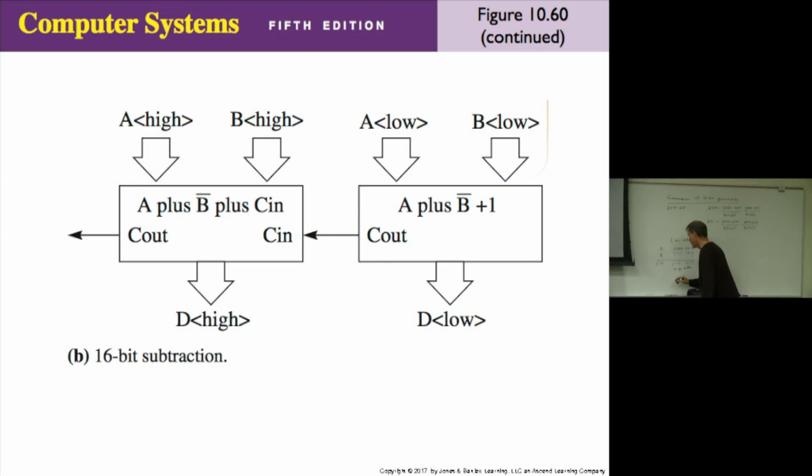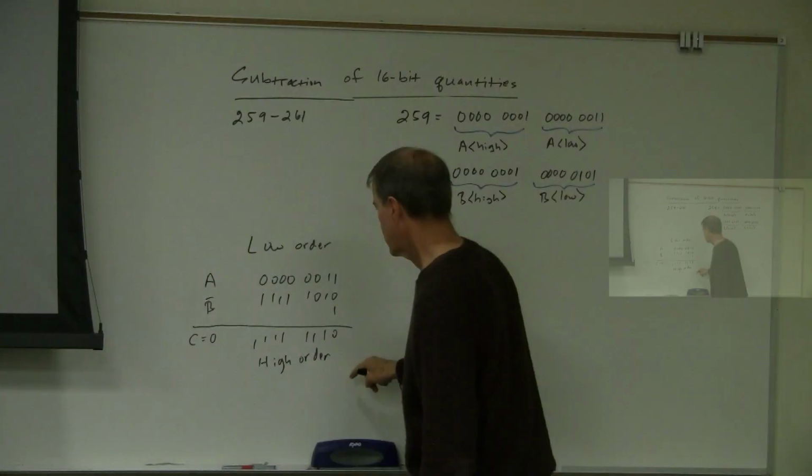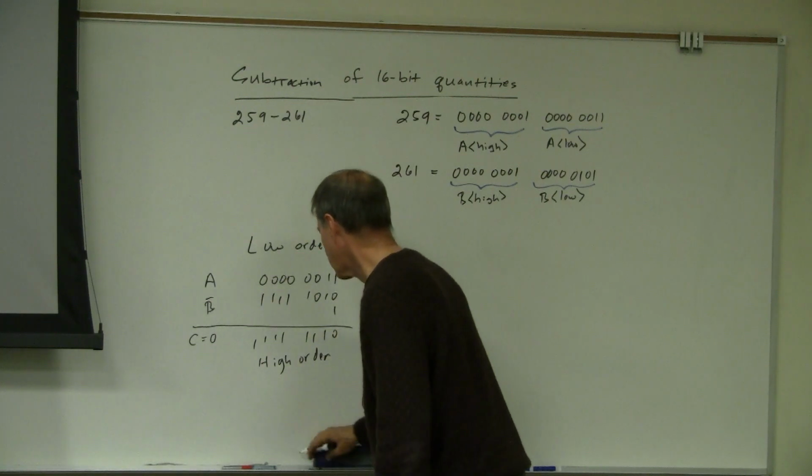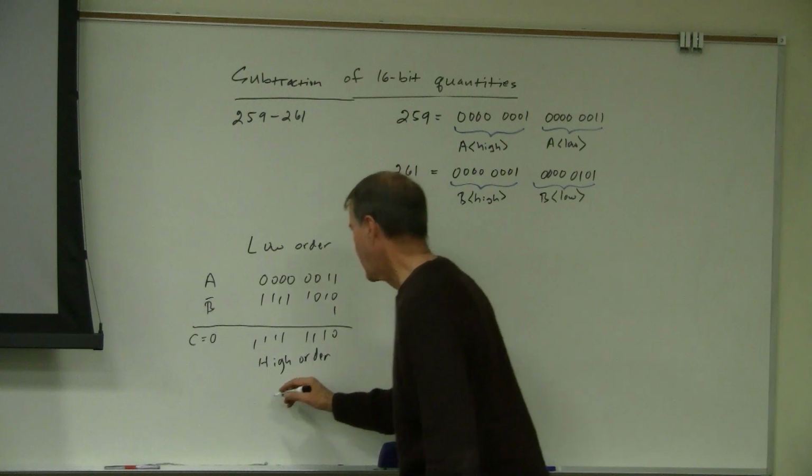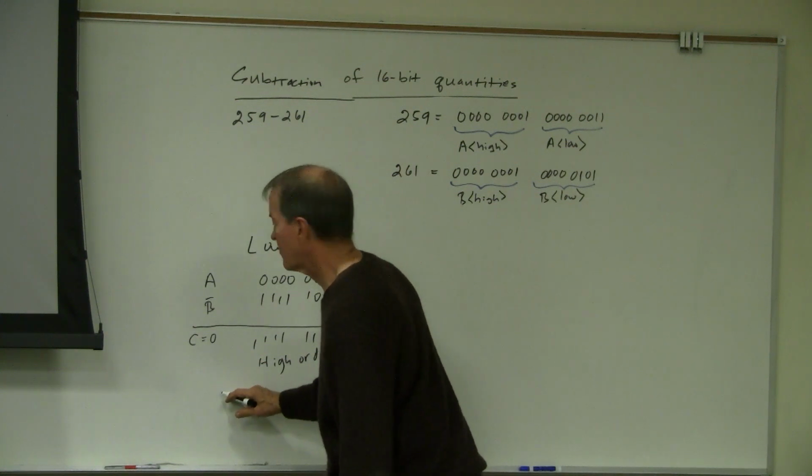So that's now the high order. Now, what do we do with the high order? It's A plus B bar plus Cn. So this is A low, B bar low. Do I have room? Yeah, high order. So now what is our high order? A plus B bar plus Cn.